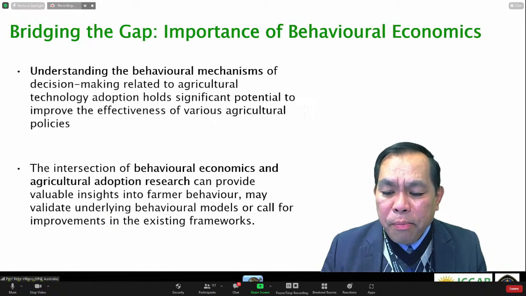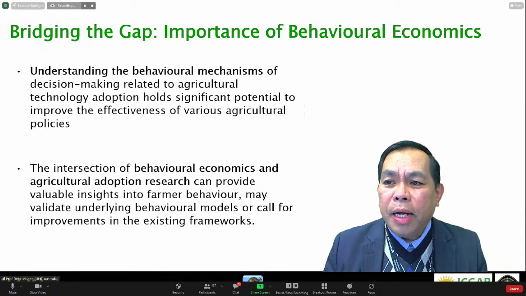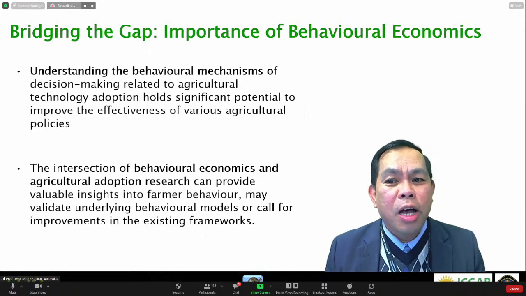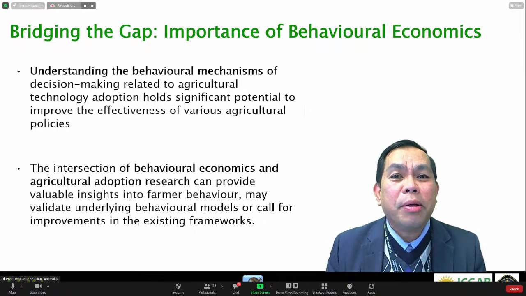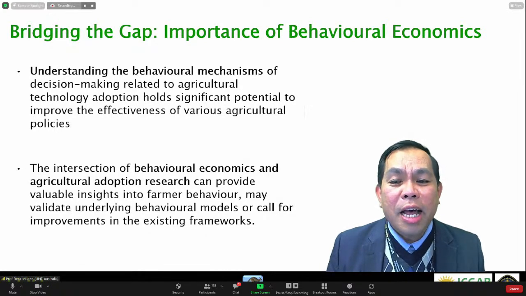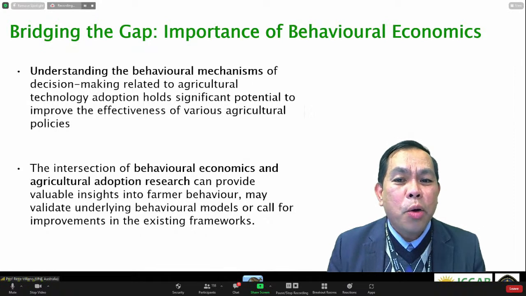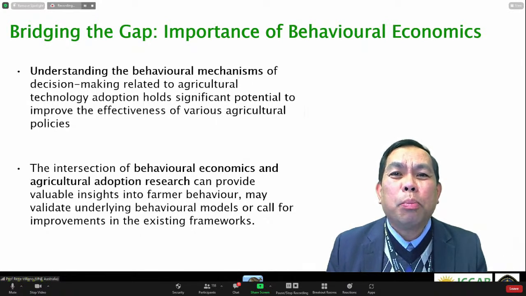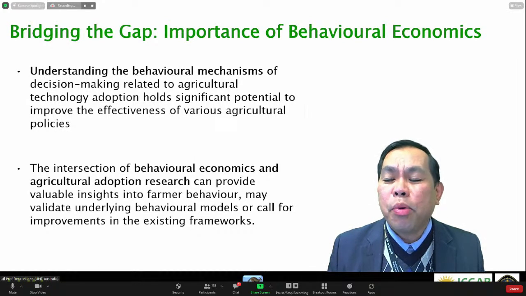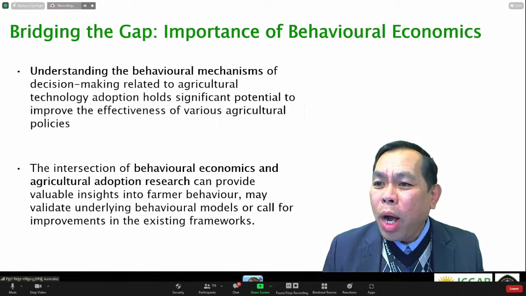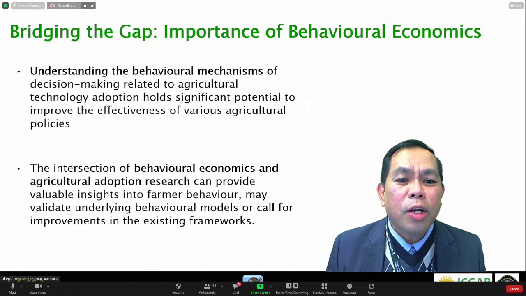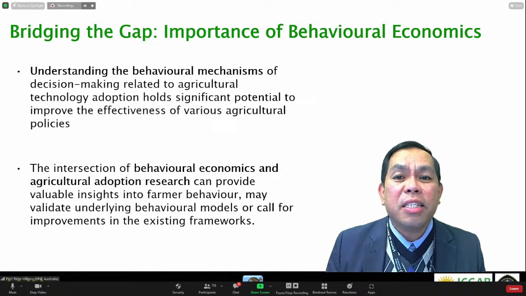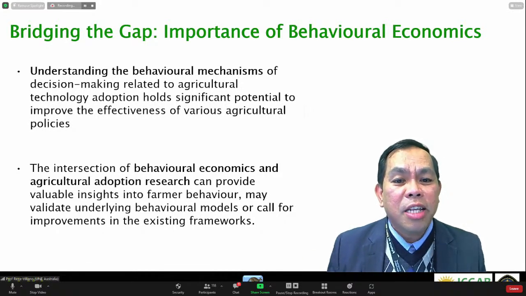And I would just like to start off with a brief introduction of bridging the gap, the importance of behavioral economics. A classical farm household decision analysis is based on the assumption of economic utility maximization. However, as I've indicated before, there are some failures in neoclassical economics to fully explain individual choices, which prompted consideration of individual farmers. So one approach that can bridge this is to use behavioral economics, which combines multiple disciplines such as social sciences, economics, and psychology through the work of agricultural extension personnel.